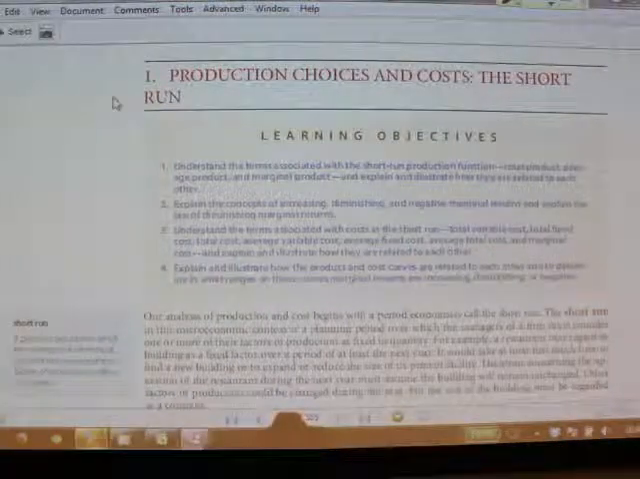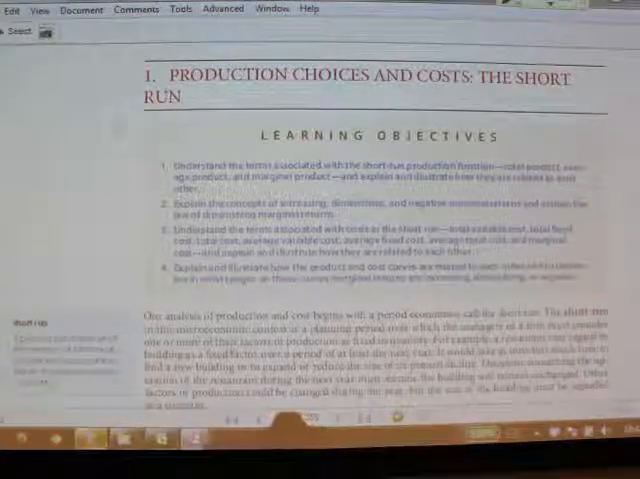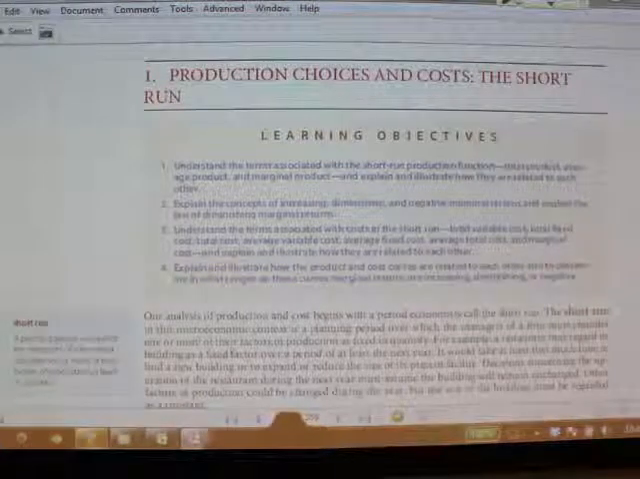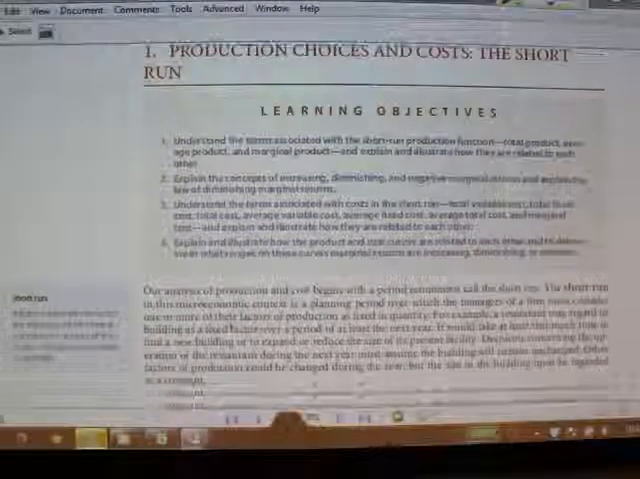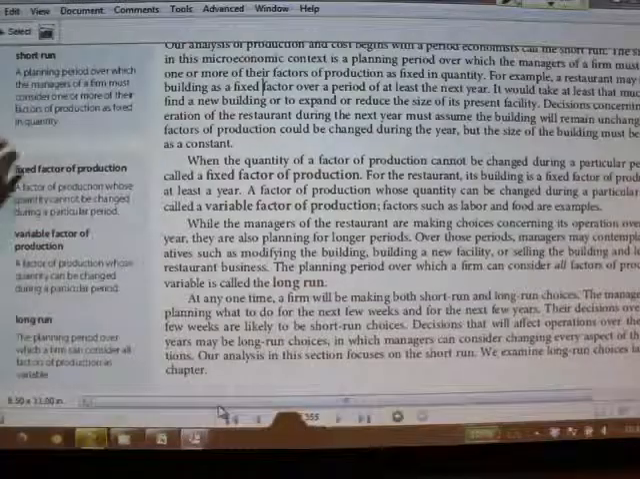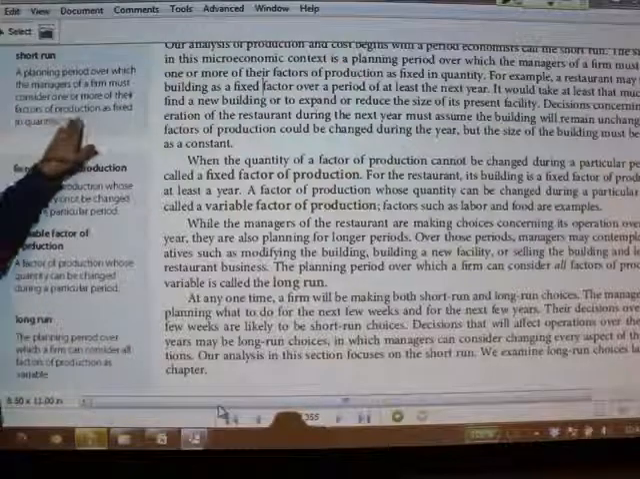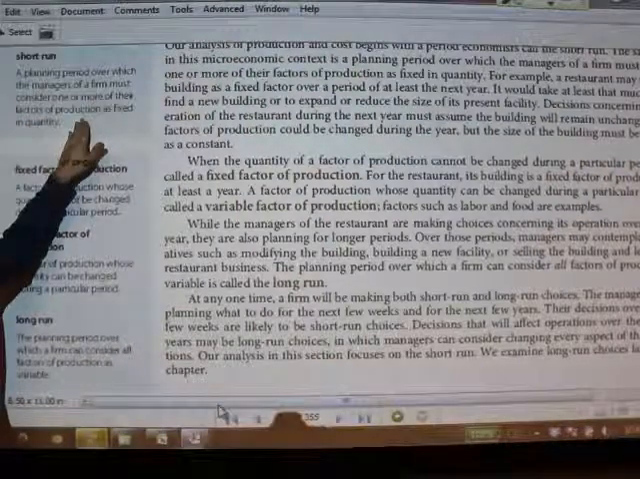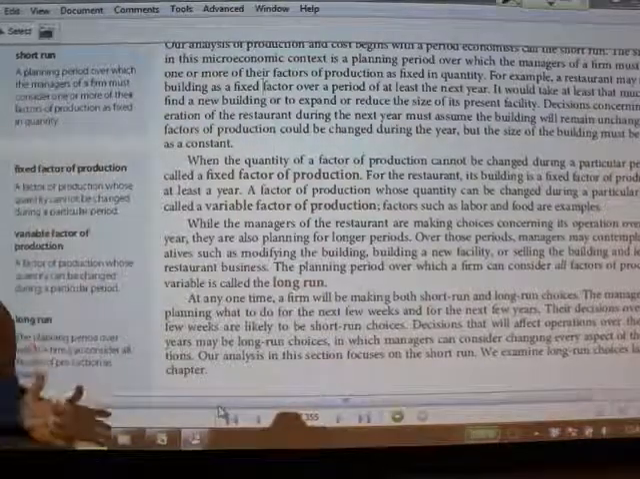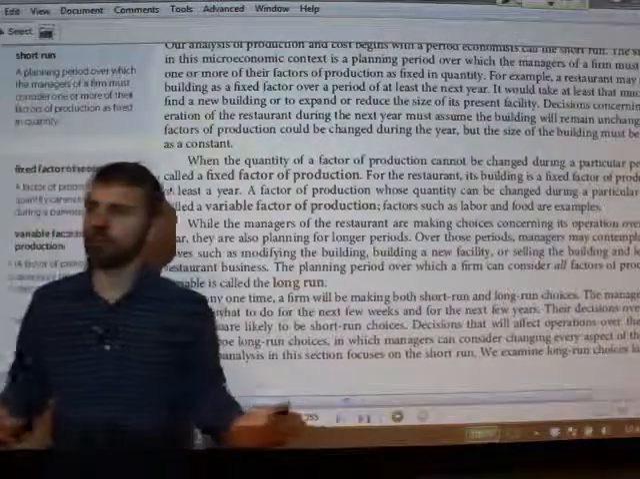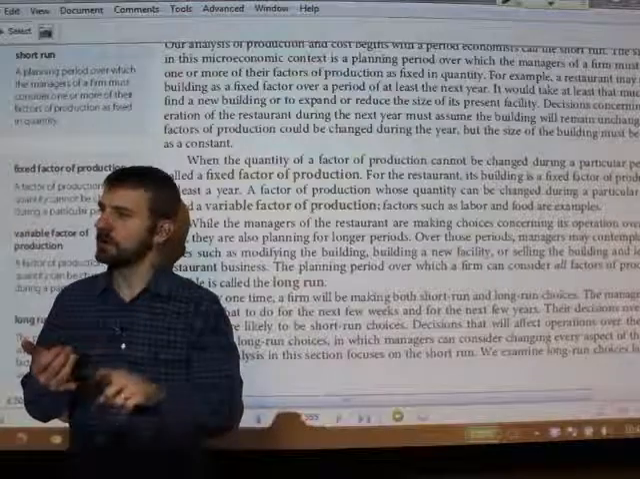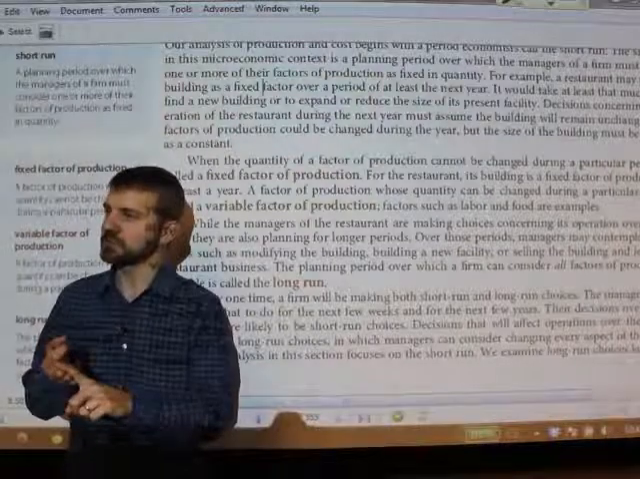short run as a planning period over which the managers of a firm must consider one or more of their factors of production as fixed in quantity. In other words, if at least one factor of production can't be changed, then it's the short run. And so what are factors of production? Well, we talked about three of them: labor, capital, and natural resources.